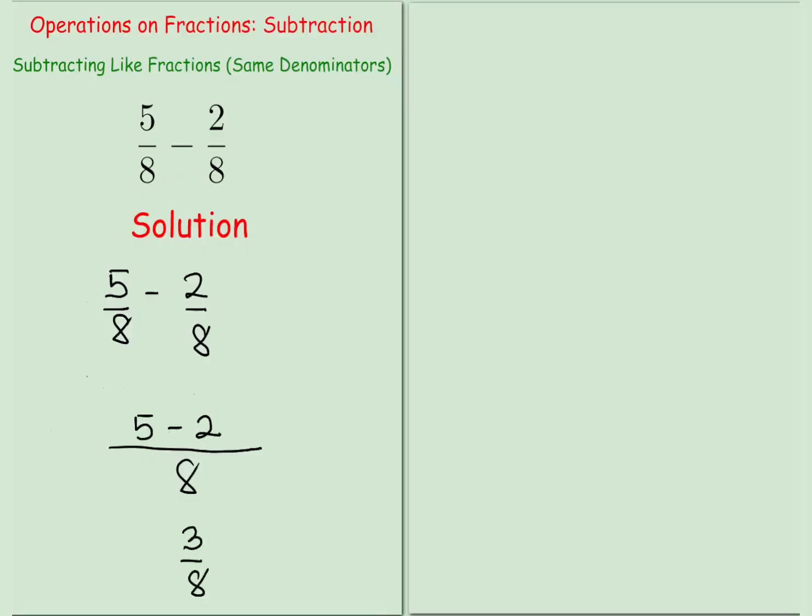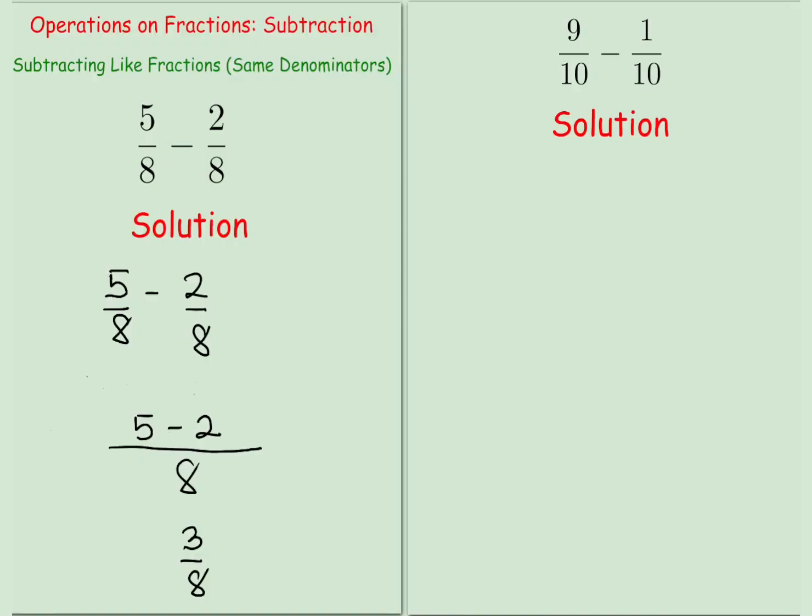As simple as that. So the rule is, if you want to work on like fractions, just ignore the denominators for a while, then you work only on the numerators. That is 5 minus 2 all over that same denominator. As simple as you see, right?